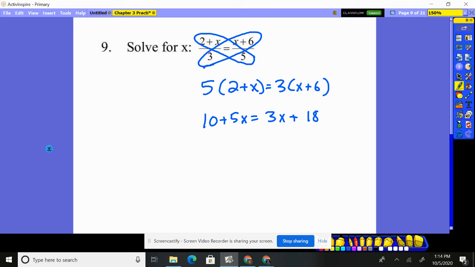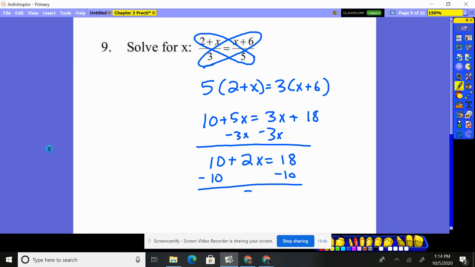Now, simple solving for a variable. Subtract 3x from both sides. 10 plus 2x equals 18. I now will move my number over. 2x is equal to 8. Divide by 2, and we have x is 4.